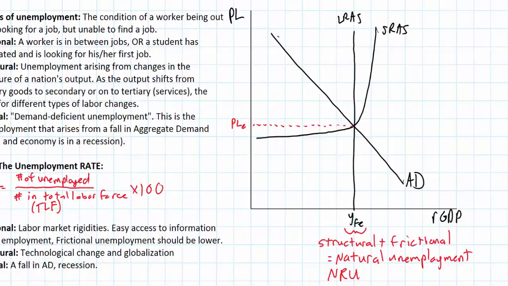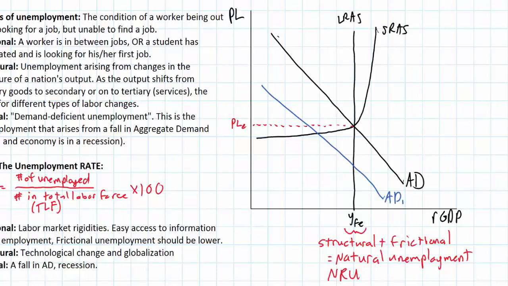However, what happens if a nation experiences a demand deficient recession? Let's show what happens if aggregate demand falls in a nation due to a fall in either consumption, investment, net exports, maybe an increase in taxes or a decrease in government spending. We'll see AD0 fall to AD1.